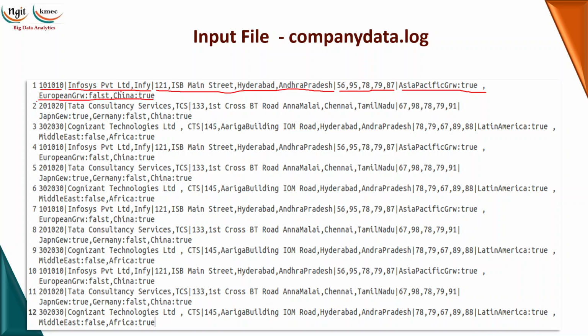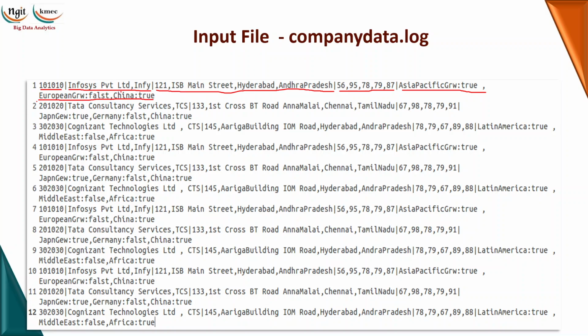And then the next field is of type map, because it is having key value pairs. Because of that reason, we can take this as the map. So this is the table structure available in the data. So this data is available.